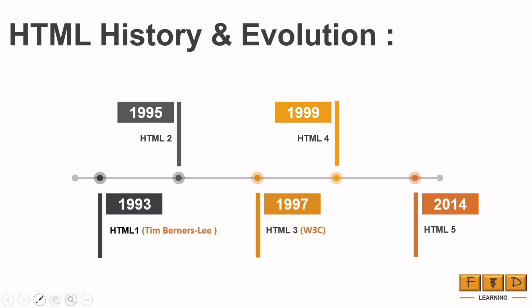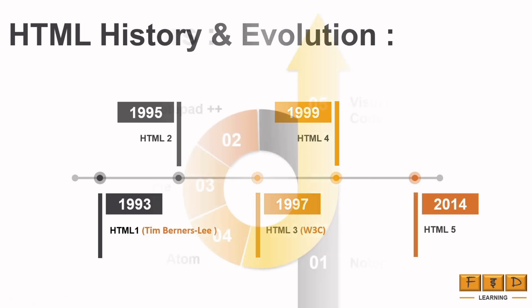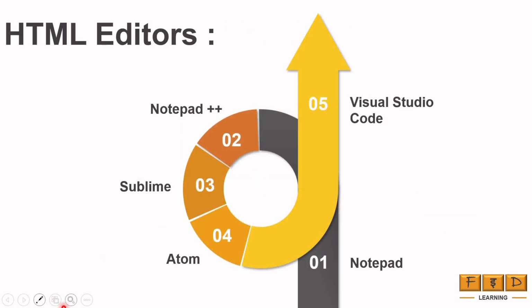Now let's understand about HTML code editors. HTML editors are tools or software to create, edit, manage, and run HTML documents. And there are several HTML editors available for users. You can choose any editor to write and manage your HTML code based on your preference. So you can choose Notepad, Notepad++, Sublime, Atom, or Visual Studio Code.